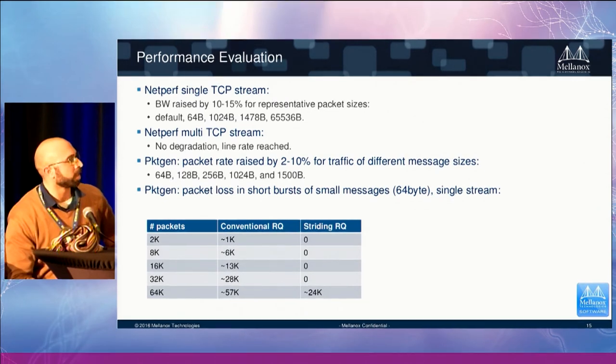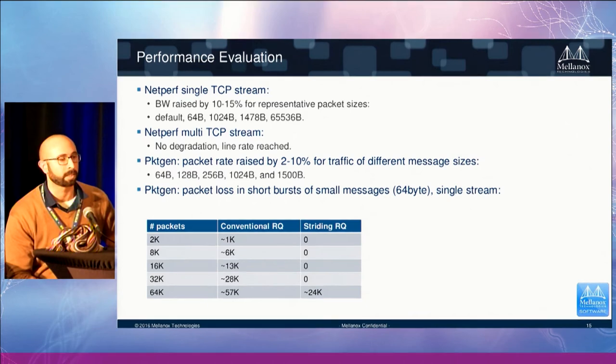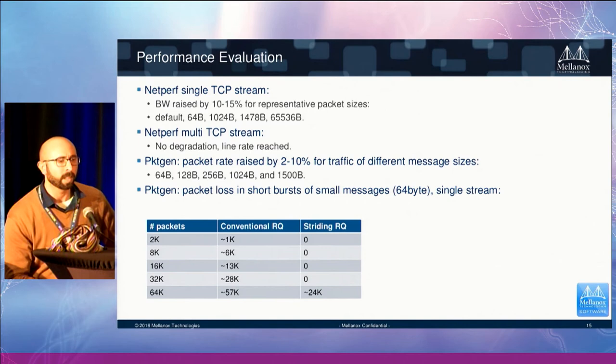Performance: we have performance numbers. With a single TCP stream, we saw a good gain. With multi-stream, we were hitting line rate, and we still hit line rate. The packet rate is also higher, and we're still optimizing this. Another measure we did was sending bursts of small packets, and because our buffers are a byte stream, they can handle more packets without dropping.